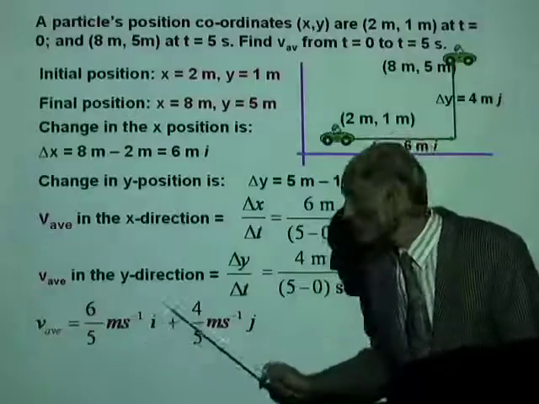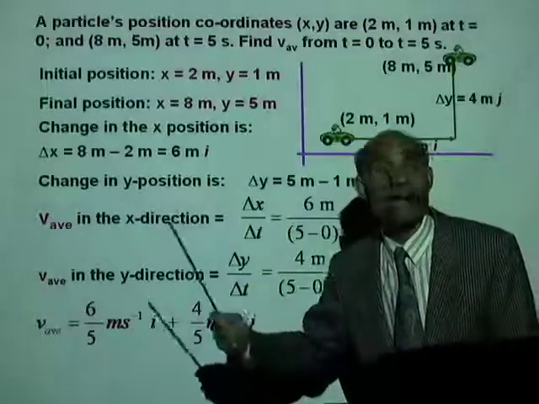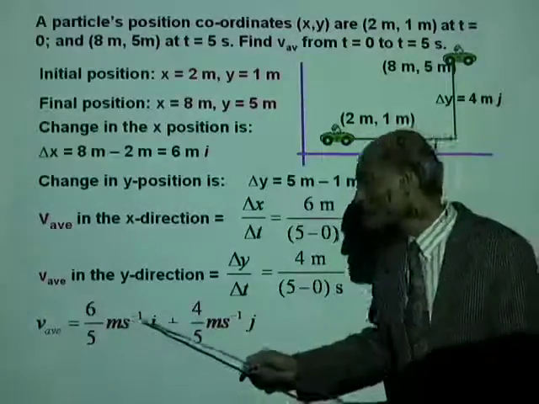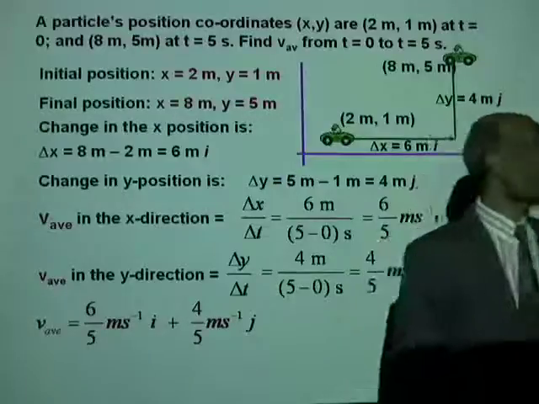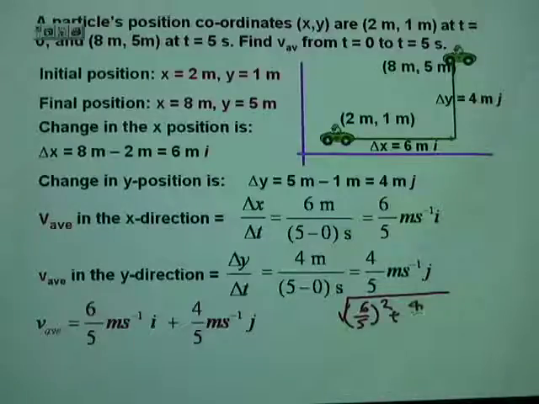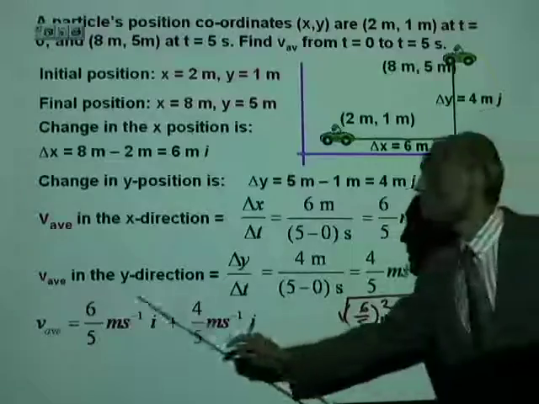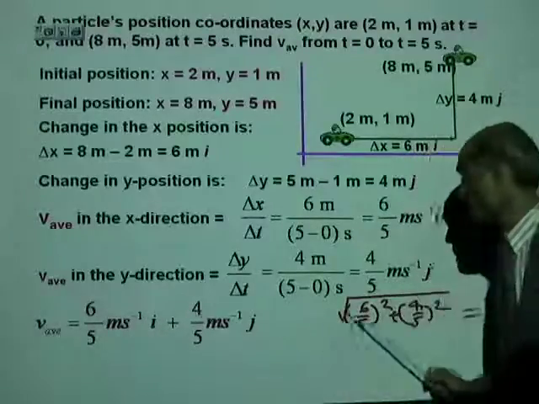I have given you the component form. Convert this to magnitude angle form. Tell me, what is the magnitude of this? The magnitude of that average velocity will be the square root of 6 over 5 squared plus 4 over 5 squared. I'm going to leave it for you to calculate. So the magnitude of the average velocity will be square root of x squared plus y squared.